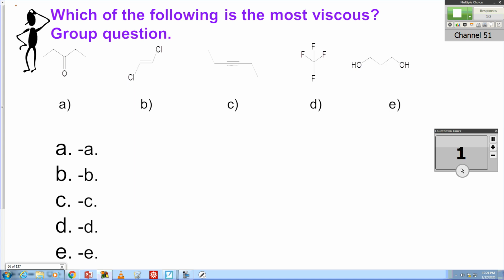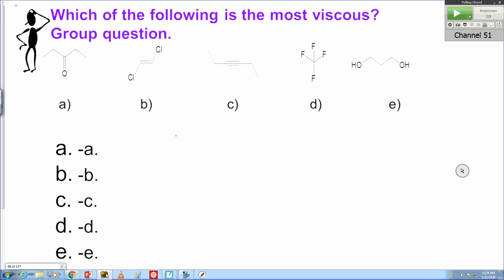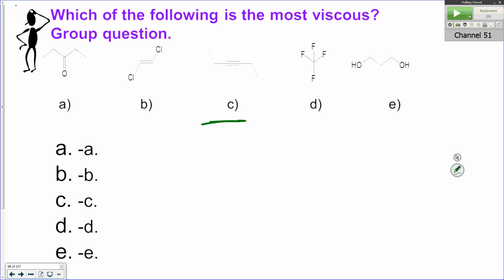Everybody's voted. What do we got? Okay, only two answers. So everyone thought it was either C or E. So let's figure out what it is. We ruled out everything but those two. Some of you thought it was C and some of you thought it was E.